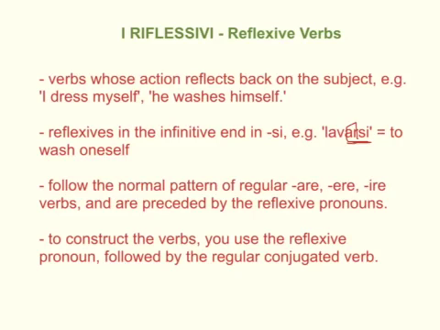Now, reflexive verbs in the present tense follow the normal pattern of regular are, ere, and ire verbs, and they're preceded by the reflexive pronouns, which we'll explore on the next slide. Remembering that preceded means those reflexive pronouns come before the verb itself. Now, to construct the verbs, as I was saying, you use the reflexive pronoun followed by the regular conjugated verb, are, ere, or ire, and we'll have a look at that on another slide.